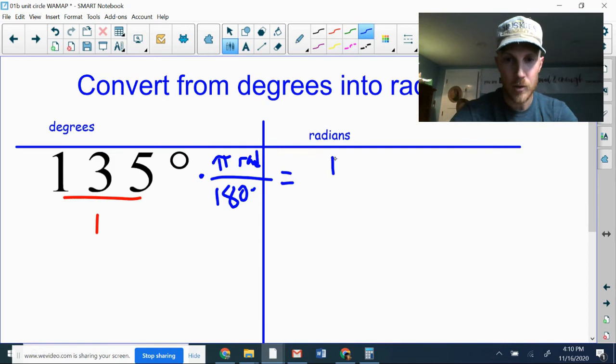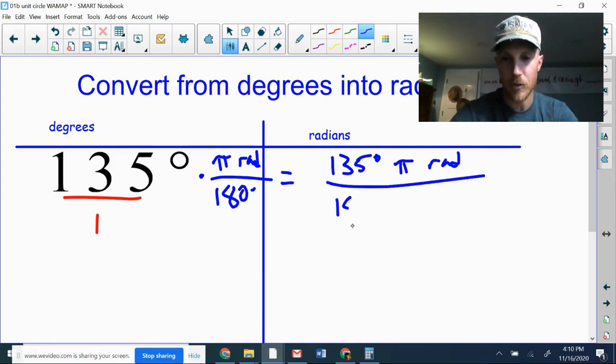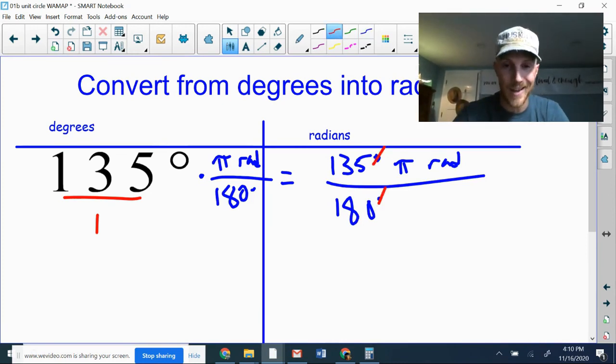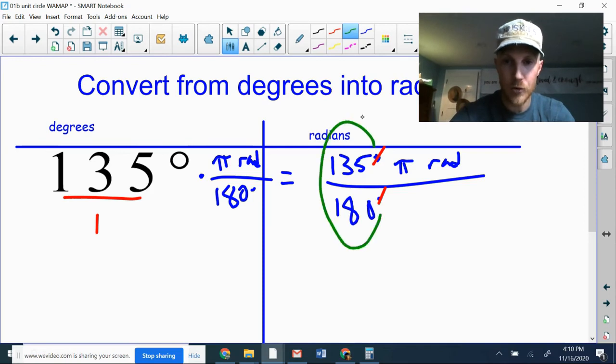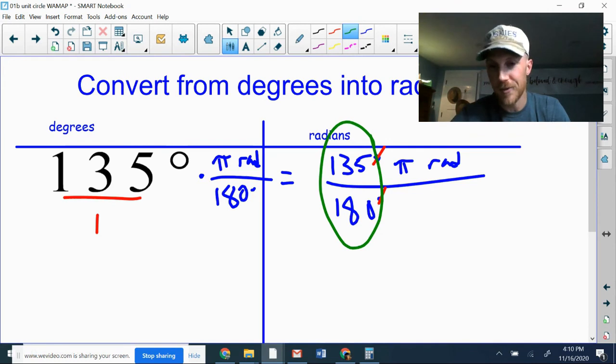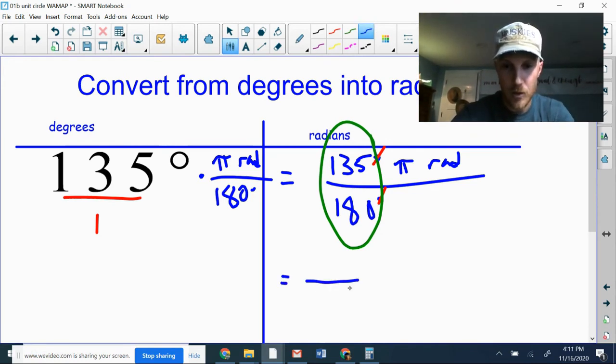I'm going to turn the 135 into a fraction, so I can multiply straight across, top times top, bottom times bottom. So 135 degrees times pi radians, all on the numerator. 1 times 180 degrees, 180 degrees for my denominator. I know these units, the degrees are going to cancel in the top and the bottom. 135 over 180, this numerical portion here, I'm going to try to reduce that. And then the pi radians is going to be left over.